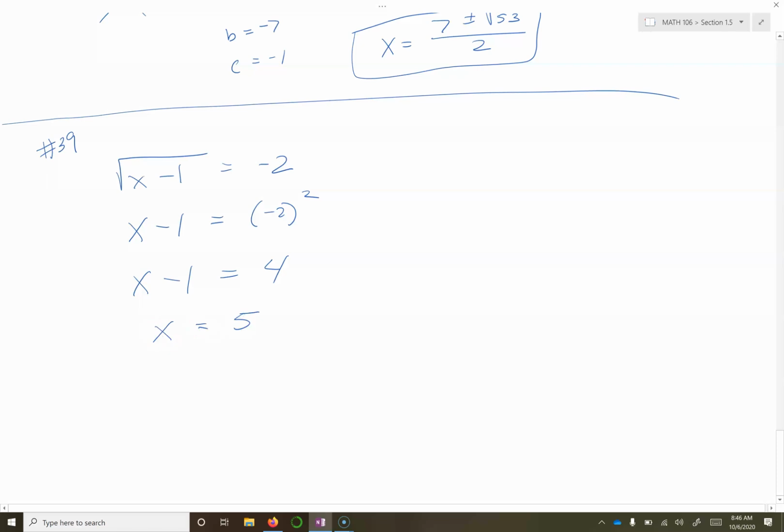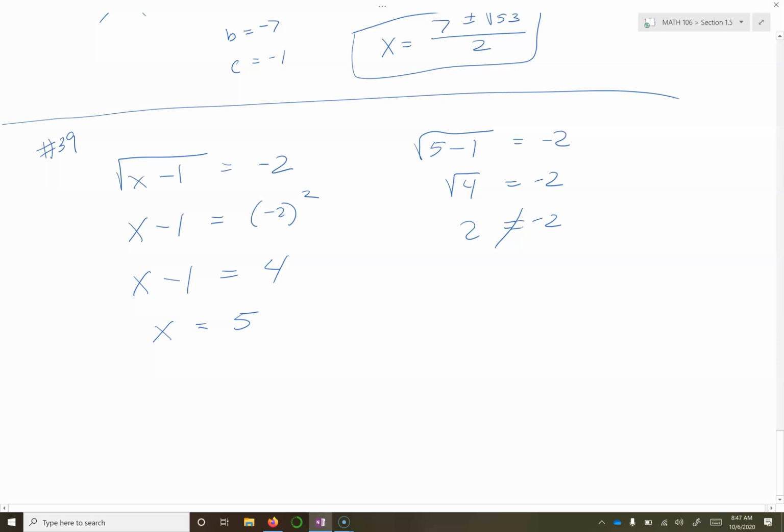But remember, in these problems where you're working with square roots in equations, you have to check to see if that answer is truly a solution, okay? So here we go. I'm going to plug in a 5 for x, and we get the square root of 4 is negative 2, and we get 2 equals negative 2, which is not, they're not equivalent, right?